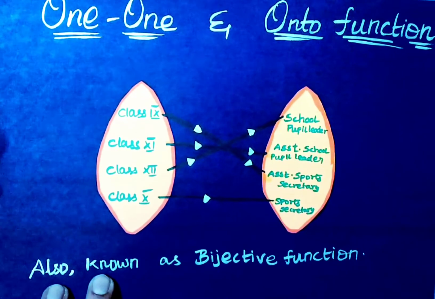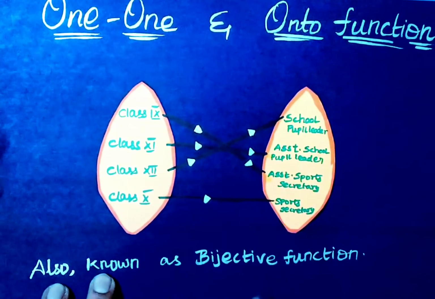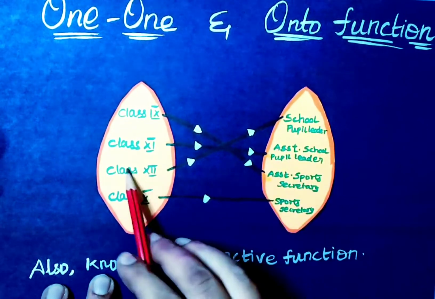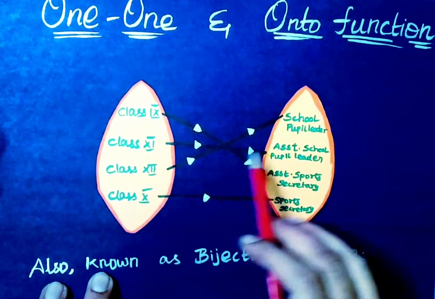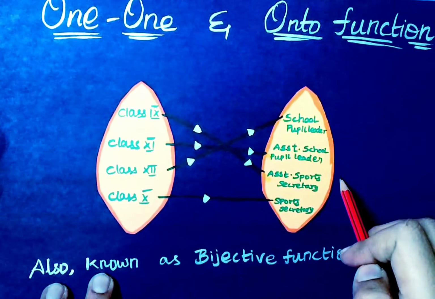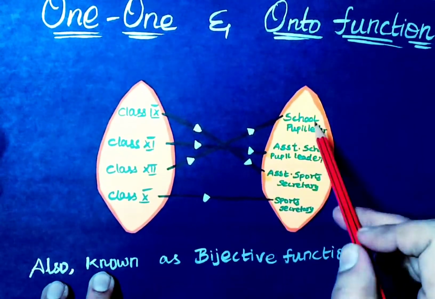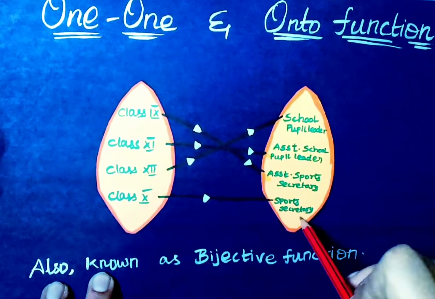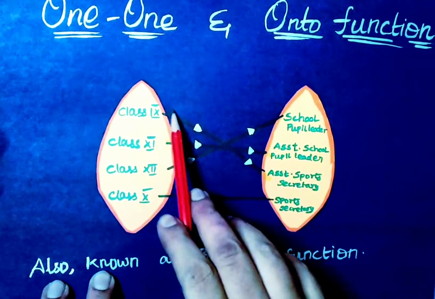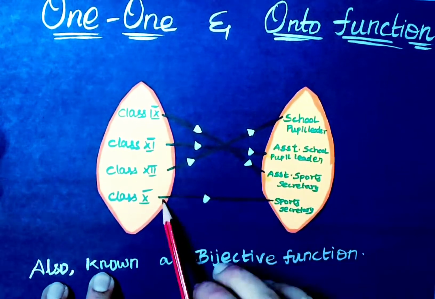Can a function be one-to-one and onto? Both are possible? Yeah, we'll have the example here. So we have the function from set A to set B. Set A is class and set B is the post they have. So classes 9, 11, 12 and 10 have the school pupil leader, assistant school pupil leader, sports secretary and assistant sports secretary. So all have a single post.